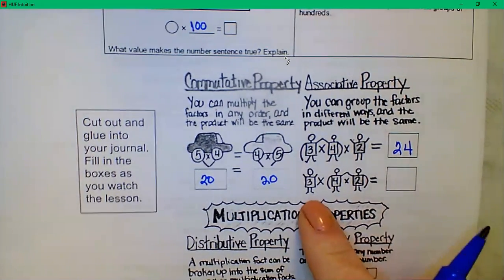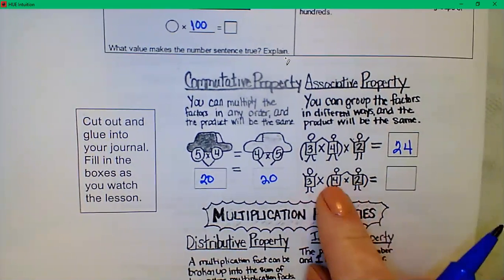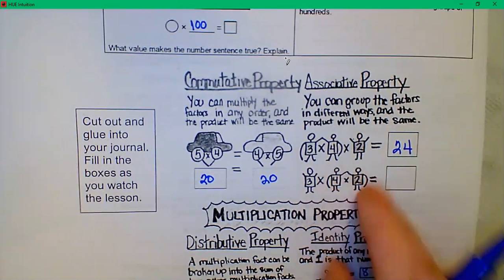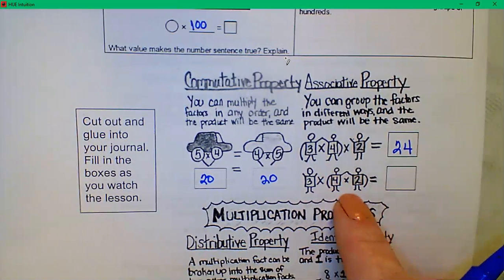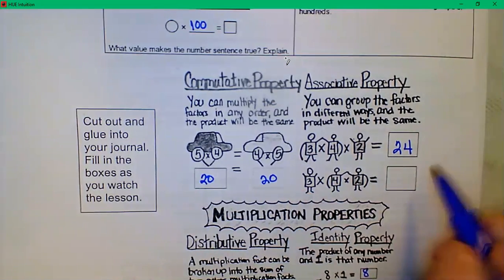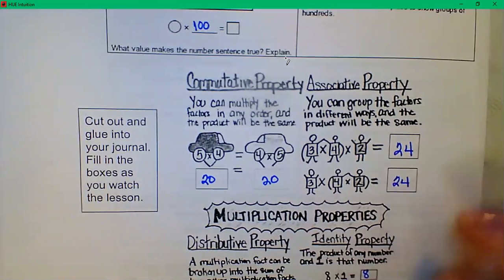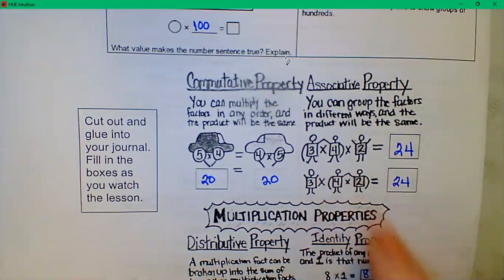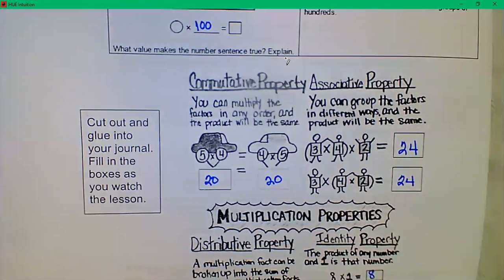Now, in the bottom example, they've regrouped them. So 4 times 2 is put together. What is 4 times 2? 8. And when we take 8 and we multiply it by 3, what do we get? 24. So again, they were grouped differently, but their product stays the same. Any questions?